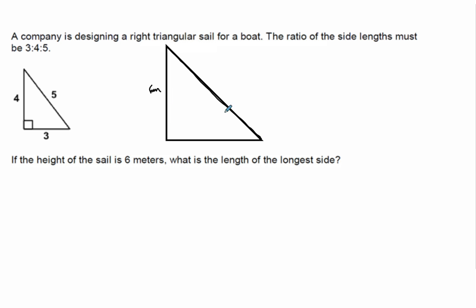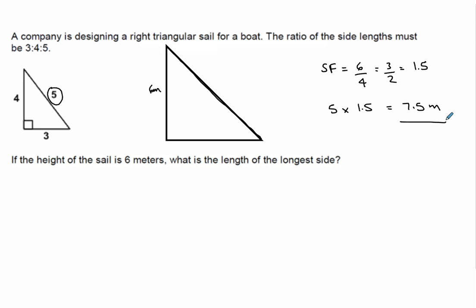Yeah, so you first find the scale factor. So the scale factor, because we've got these two common sides, is 6 divided by 4, which is 3 divided by 2, which is 1.5. So then if we want to find the length of the longest side, we take the longer side of the smaller triangle and we go 5 times 1.5, and that would be 7.5 meters. Okay, as easy as that.